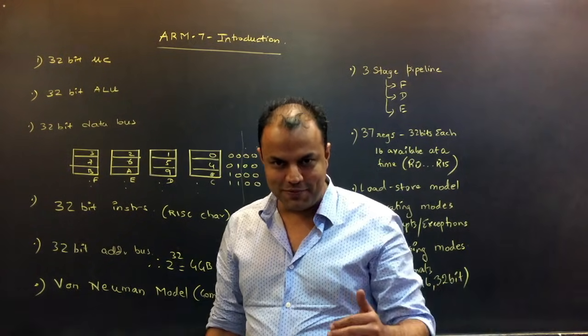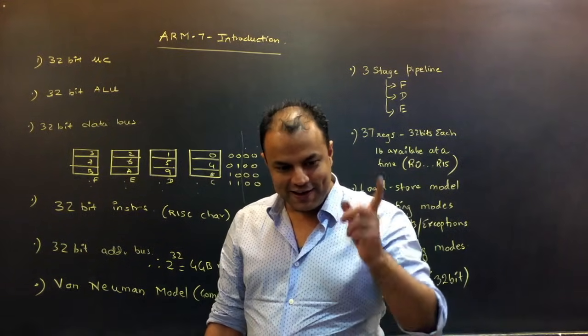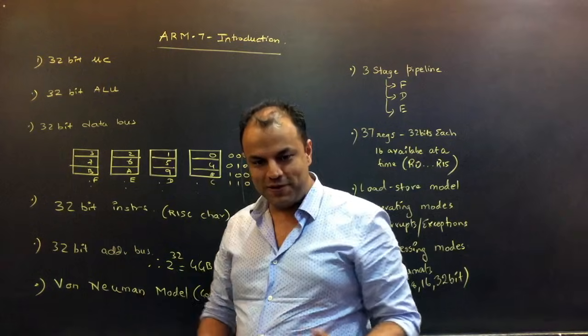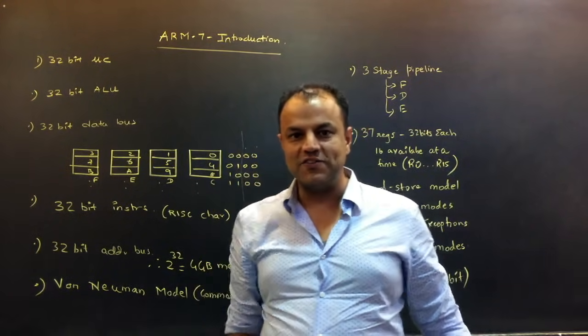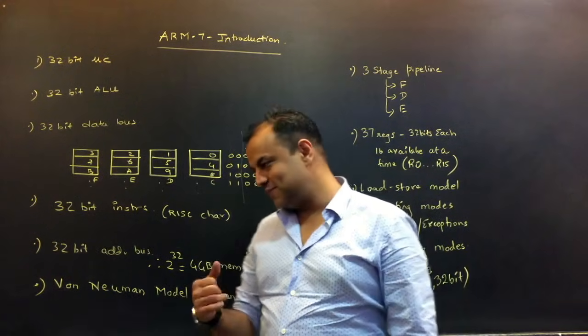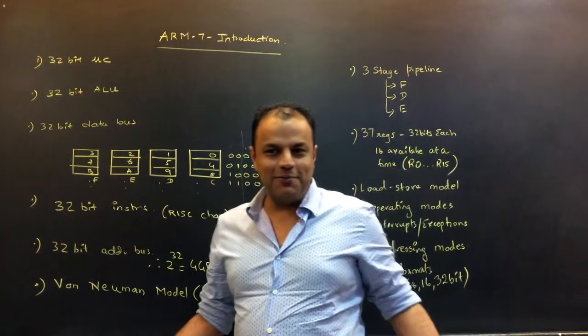Instructions are fetched from the memory through the data bus. The data bus is 32 bits. If every instruction is also 32 bits, this guarantees that every instruction will be fetched exactly in one cycle. So again, high performance. Anyway, these points become more and more clear as you learn ARM in detail.